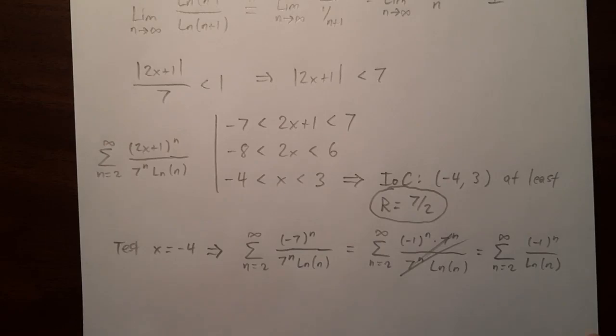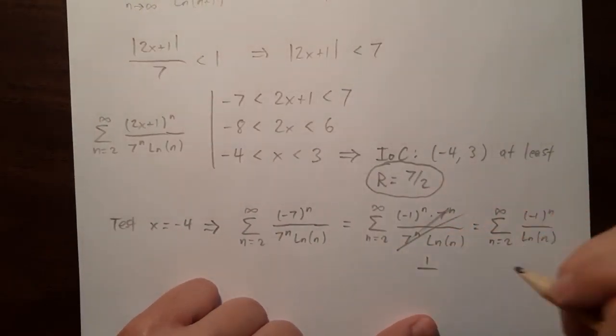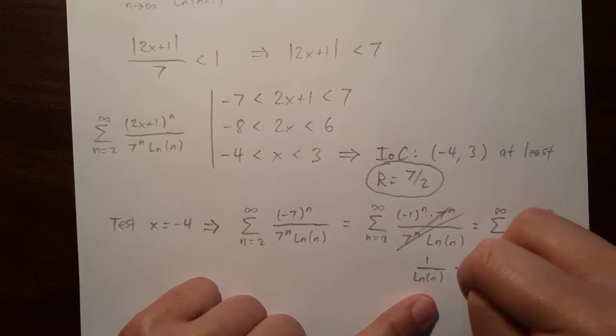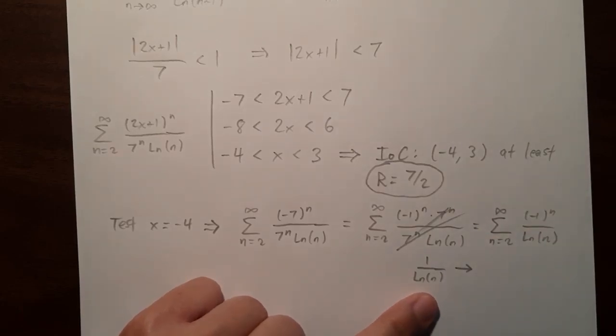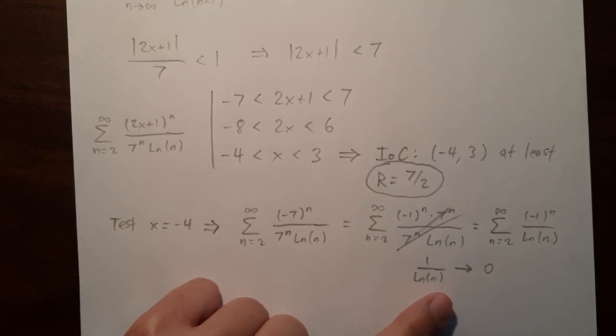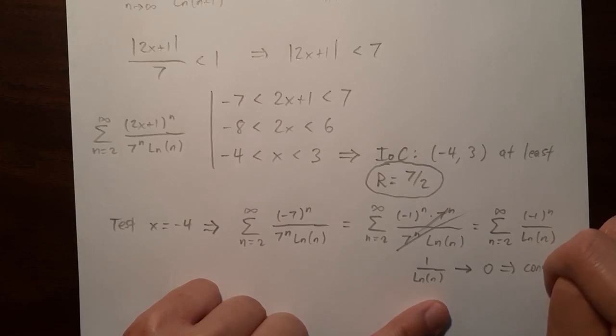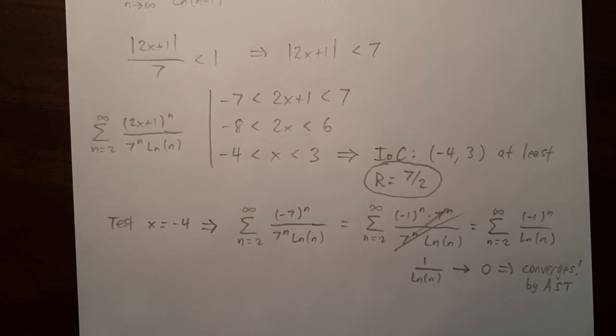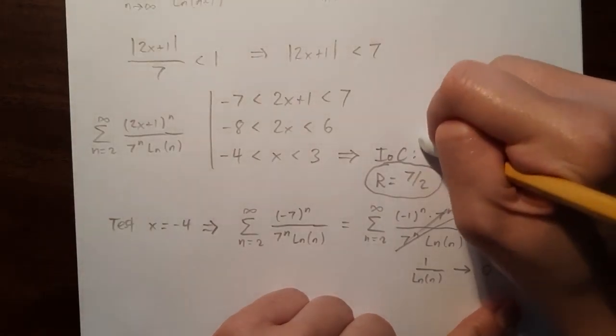So does this thing converge or not? Well, according to the alternating series test, I consider the non-alternating version of the terms, so 1 over ln of n. And then I ask, what does this thing go to as n goes to infinity? Well, the denominator is going to grow to infinity very slowly, but it will. So I have 1 divided by infinity, so that is 0. And if the terms go to 0, then according to the alternating series test, we have convergence. So evidently -4 should be part of the interval of convergence.